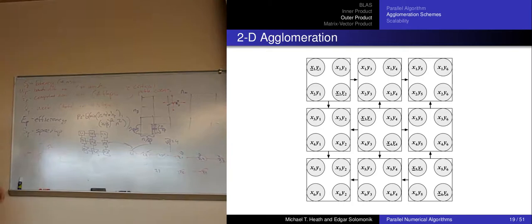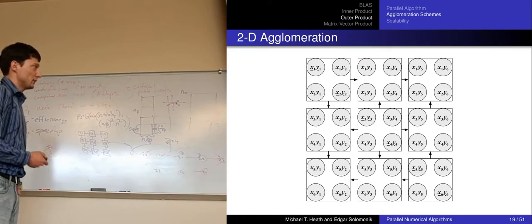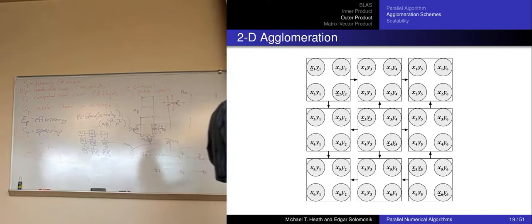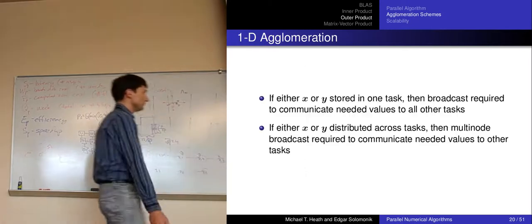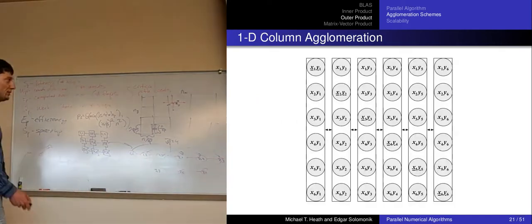Okay, so let's quickly do a little bit of the inner product. If we agglomerate in 2D, we have a communication pattern that looks something like this. So now we are essentially broadcasting left and right, but sending more data: two entries of X and two entries of Y in each dimension. And that actually will produce a better cost. If we have a 1D agglomeration, then we are communicating potentially horizontally, and one processor sends a single scalar entry to every other processor. So what is actually this communication pattern?